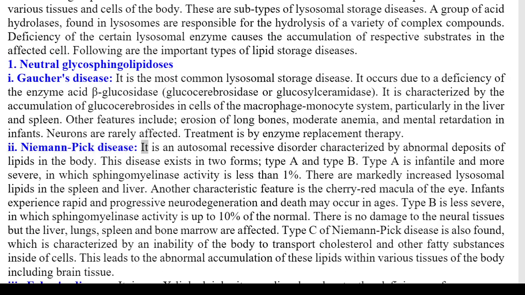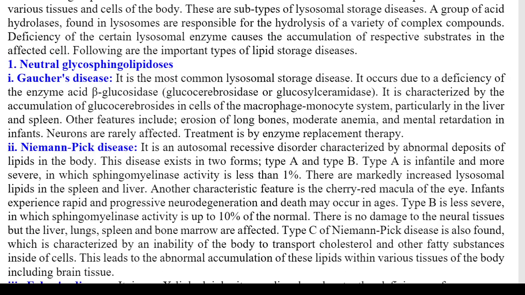2. Niemann-Pick disease. It is an autosomal recessive disorder characterized by abnormal deposits of lipids in the body. This disease exists in two forms, type A and type B. Type A is infantile and more severe, in which sphingomyelinase activity is less than 1%. There are markedly increased lysosomal lipids in the spleen and liver. Another characteristic feature is the cherry red macula of the eye. Infants experience rapid and progressive neurodegeneration and death may occur early. Type B is less severe, in which sphingomyelinase activity is up to 10% of normal. There is no damage to the neural tissues but the liver, lungs, spleen, and bone marrow are affected.